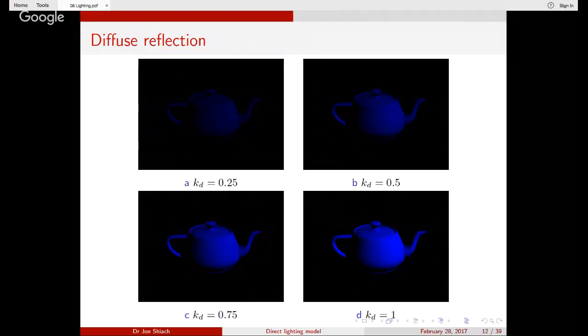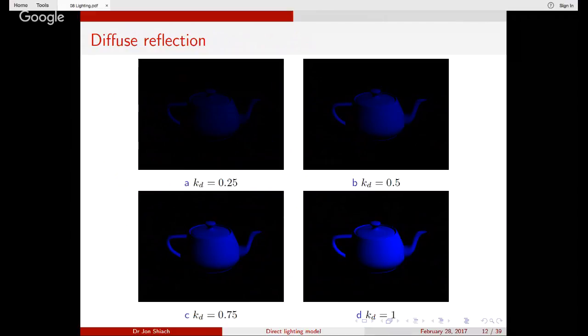This is a combination of ambient and diffuse. If ambient wasn't there, the teapot would be invisible, so you've got to have some ambient light to actually see the teapot. And here you can see diffuse, and you can start to see we have the shadowing. The light source is somewhere on the right.